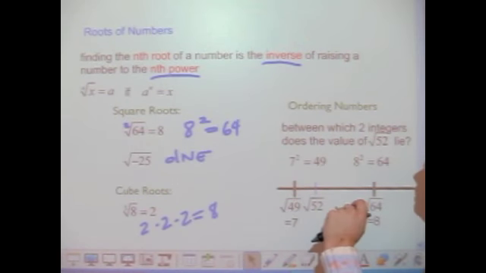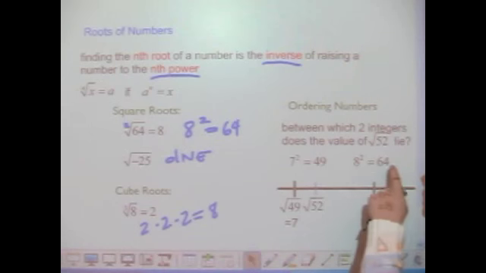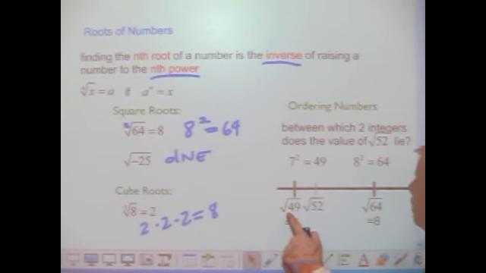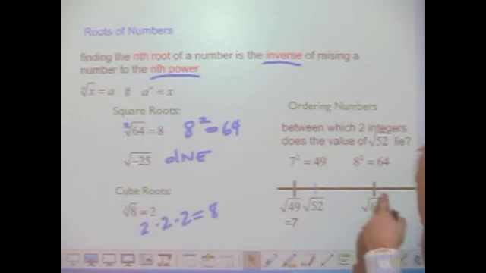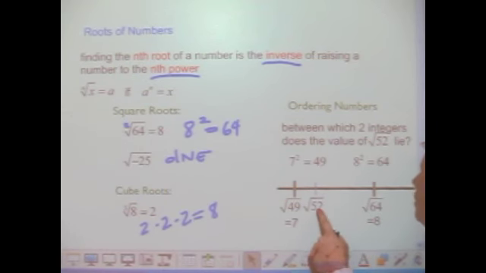I know that 7 squared is 49. I know that 8 squared is 64. So the square root of 49 must be less than the square root of 64, and the square root of 52 must fall somewhere between the square root of 49 and the square root of 64, because 52 is between 49 and 64. So that means that the square root of 52 must be somewhere between 7 and 8. And because 52 is closer to 49, I would suspect that the square root of 52 is closer to 7 than it is to 8.